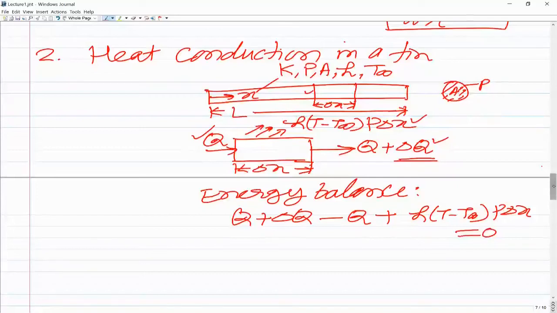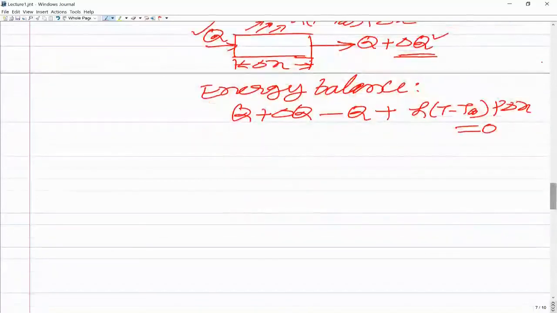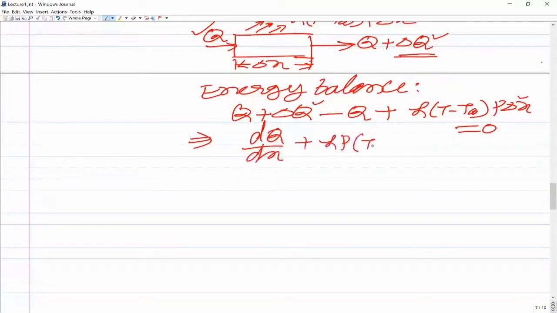Again we want to develop the equation at a particular point, so delta x is tending to 0. As it is, delta Q will go to 0 and delta x will go to 0, so this would be 0 equal to 0, a trivial equation. So we divide by delta x and take the limit as delta x goes to 0. The first term gives the limit of delta Q by delta x, which becomes dQ by dx. Because we are dividing by delta x, the next term is h into P into (T minus T infinity). This is equal to 0.